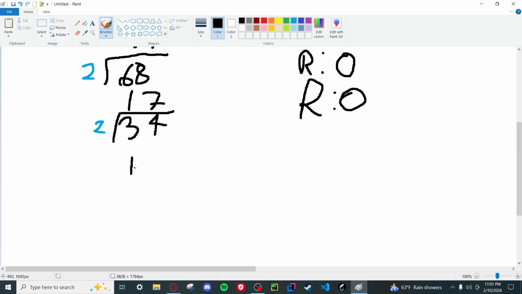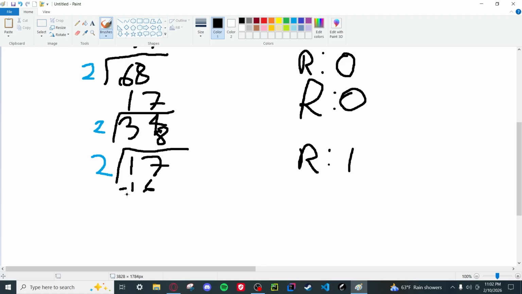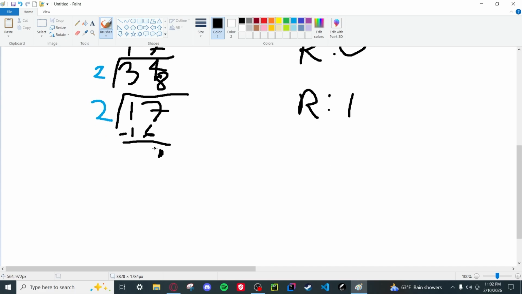Alright, keep on going. 17, yeah, that's clean. There's no remainder. 17 divided by 2, however, is where we're going to start to see a remainder. We're going to get 8, and we're going to have a remainder of 1, right? Because 8 times 2 is 16. 17 minus 16 will just give you 1. Remainder of 1. Keep on going, though.